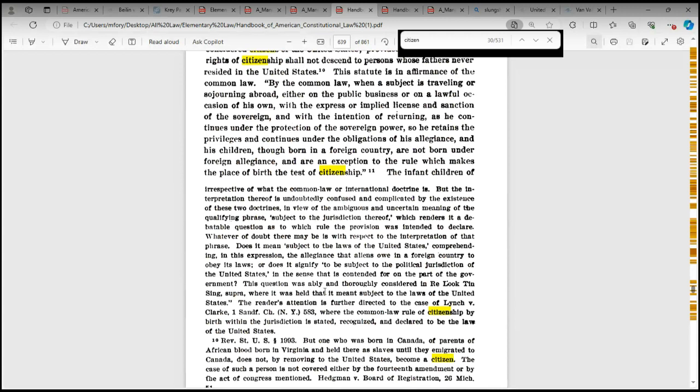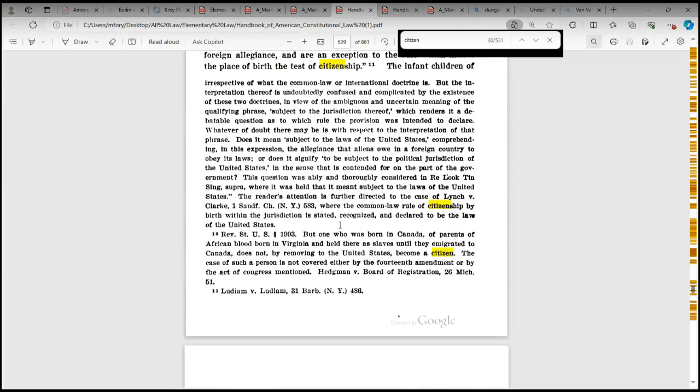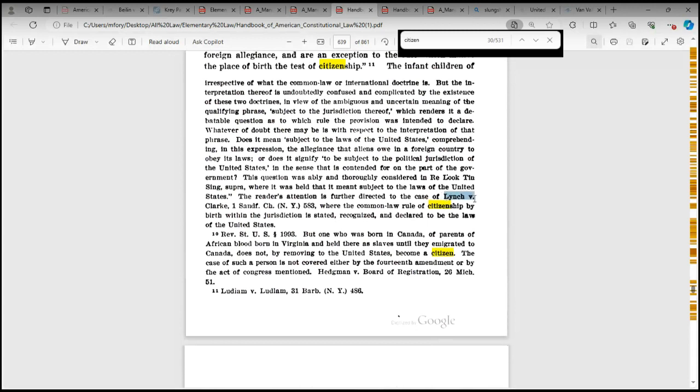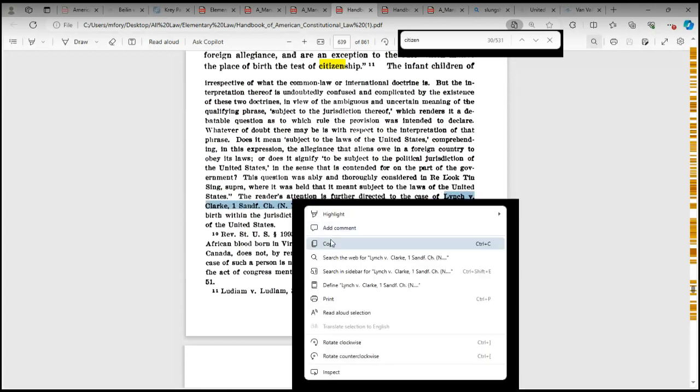This question was ably and thoroughly considered in Luke Tin Singh, supra, which I have not read, but which I will be, where it has been held that it meant subject to the laws of the United States. And readers' attention is further directed to the case of Lynch versus Clark, where the common law rule of citizenship by birth within the jurisdiction is stated, recognized and declared to be the law of the United States. So those are two cases that I'm going to want to read, if they come up, of course.